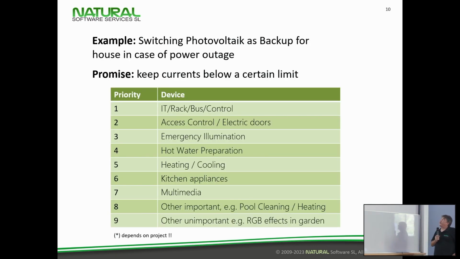Okay, so for priorities, for us, the main thing that's important is, of course, the rack, the internet connection, all the connection to the sensors is priority one, because without that information, we can't make any decision. Second priority is, for example, access control. You have to be able to leave a building or enter a building no matter what.